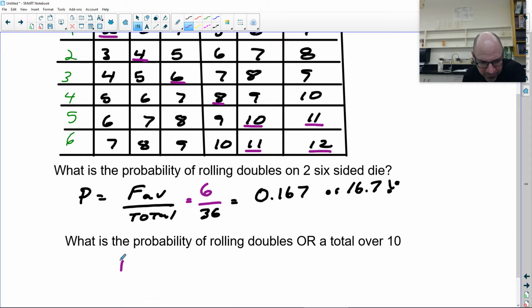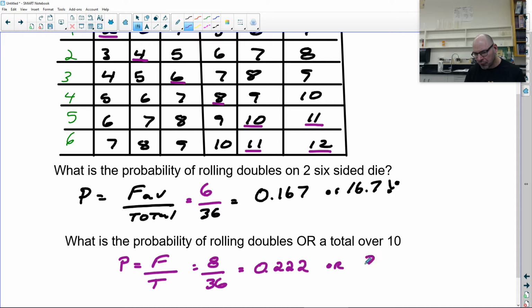So our probability is the favorable over the total. If you like, we could even cut it down to just letters. 8 over 36. We could get that down by dividing by 2, 4 over 18, or dividing by 4, 2 over 9, if you want to reduce it. But you can just divide 8 divided by 36 to get our decimal, 0.222, or 22.2%.